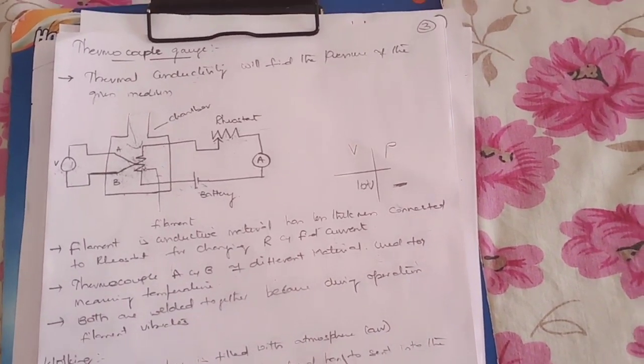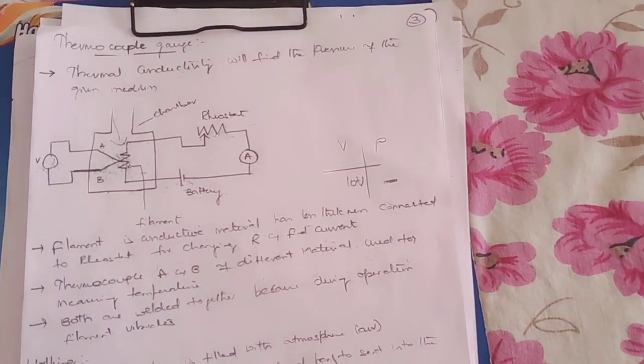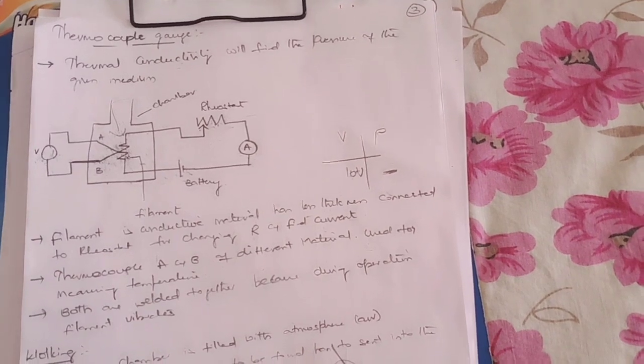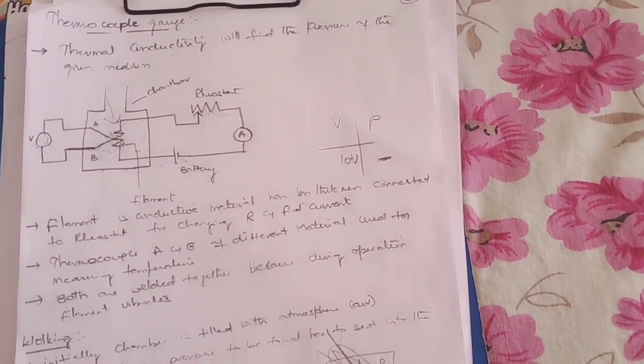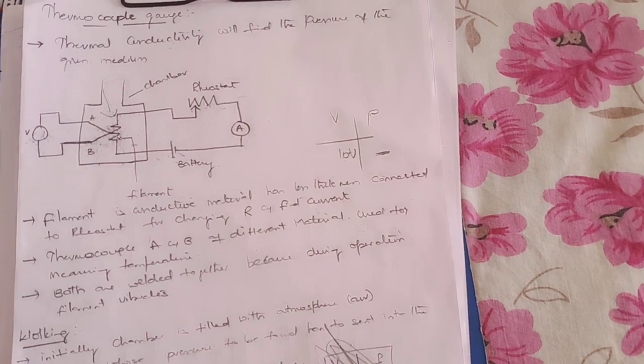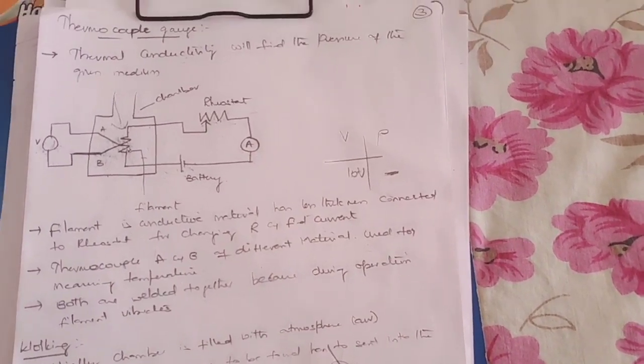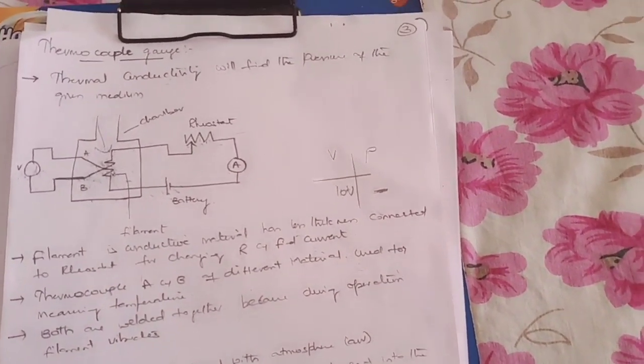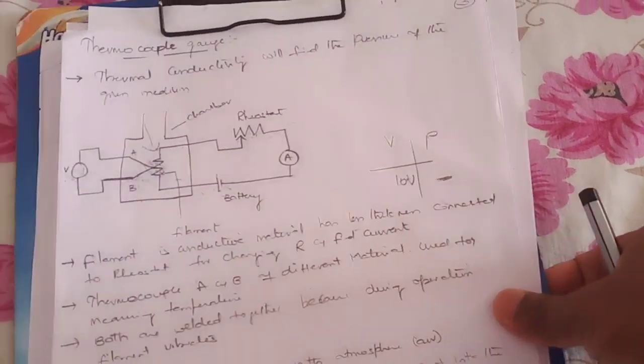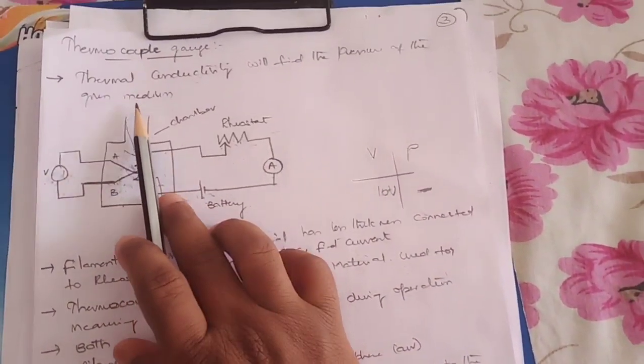Good morning students. Today we'll see the concept of thermocouple gauge. Thermocouple gauges are used for finding out the pressure of a given medium, which is working under the principle of thermal conductivity. Already in the earlier class we have learnt about thermal conductivity. By taking electric conductor as an example, we have learnt about the thermal conductivity.